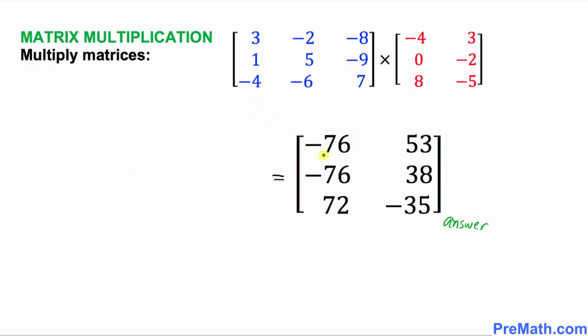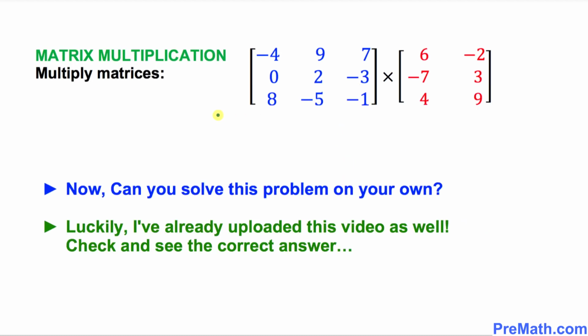So thus our answer turns out to be these given numbers when we multiply these two given matrices, and this is our answer. And finally, here is your assignment. Can you multiply these two matrices exactly the way I modeled it for you? You can take your time, you can pause the video. Luckily, I have already uploaded this video as well. Please check it out and see the correct answer.